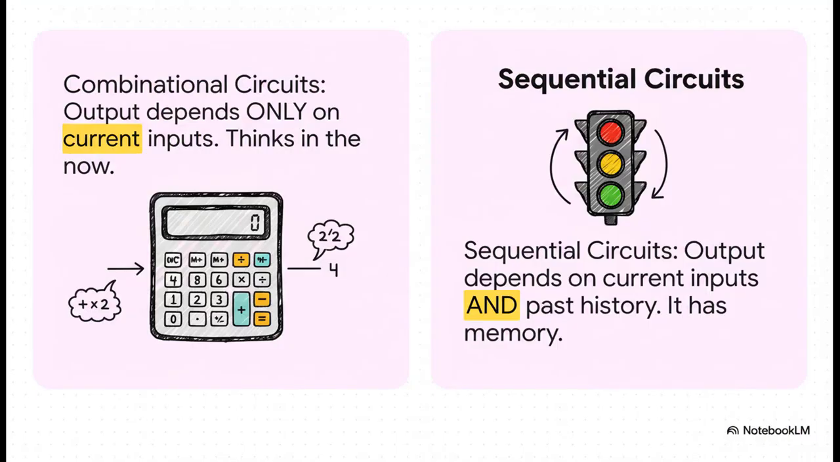Okay, so this slide really gets to the heart of it. On one side, you've got combinational circuits. Their output is just an immediate reaction to whatever you're feeding them right now. A calculator is the perfect example. You type 2 plus 2, it shows 4. It has zero memory of what you did 5 seconds ago. But on the other side, you have sequential circuits. Their output depends on what's happening now and on what happened before. That traffic light has to know it was just red to know that it's supposed to turn green next. It has a memory of its state.